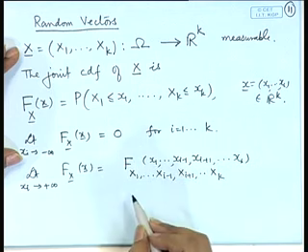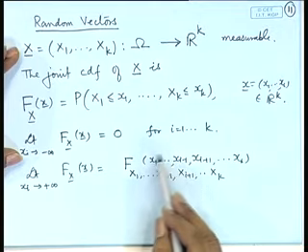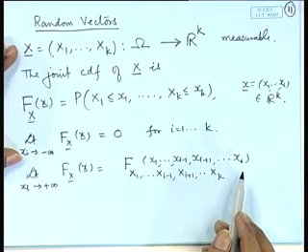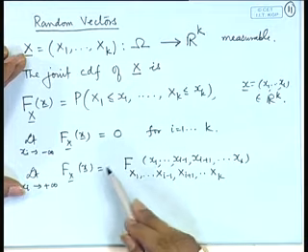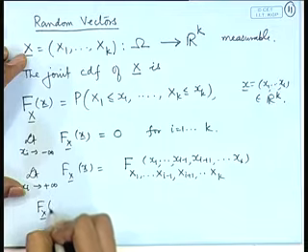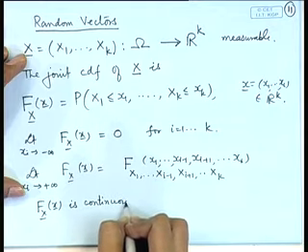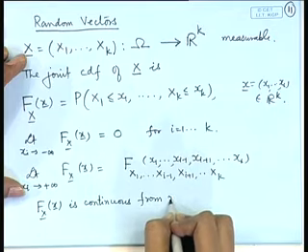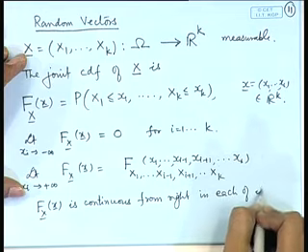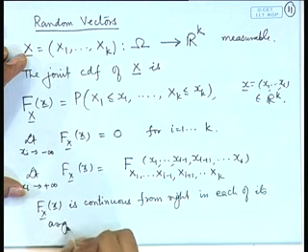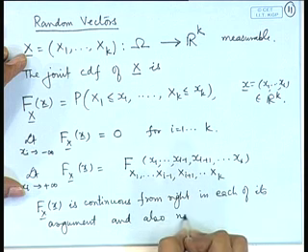We may also obtain the marginal distributions of only x1 or only x2 by taking the limits of all other variables tending to infinity. The function F(x) is continuous from the right in each of its arguments and also non-decreasing.